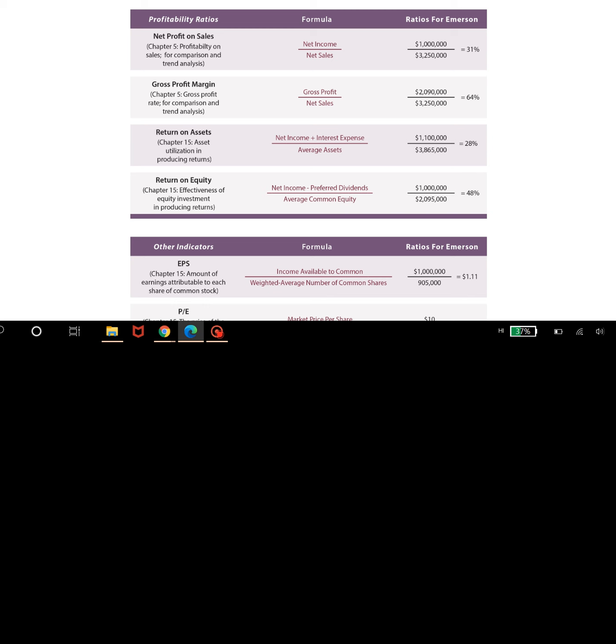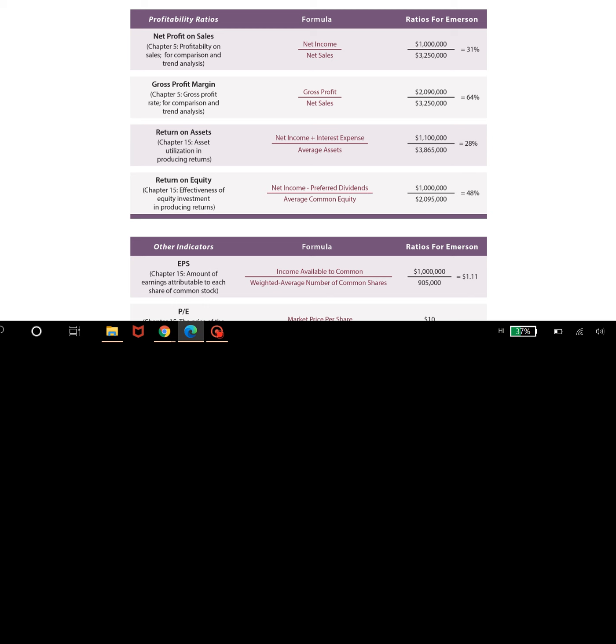The net profit on sales is basically the profitability on sales, and it is used for comparison and trend analysis. And the same is the case with the gross profit. To calculate the net profit on sales, you have a simple formula: net income divided by net sales. And to calculate the gross profit margin, you divide the gross profit by net sales.